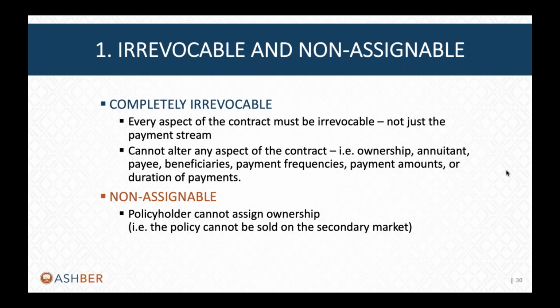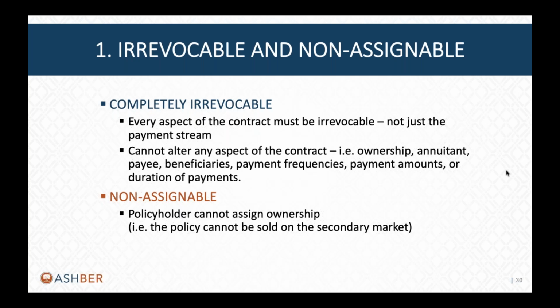However, in order for an immediate annuity to be completely irrevocable and meet the Medicaid criteria, every aspect of the contract must be irrevocable, not just the payment stream. So the completely irrevocable language means that we can't alter any aspect of the contract. We can't change the ownership, the annuitant, the payee, the beneficiaries, the payment amount, how often the payment occurs, or the duration of the payments.